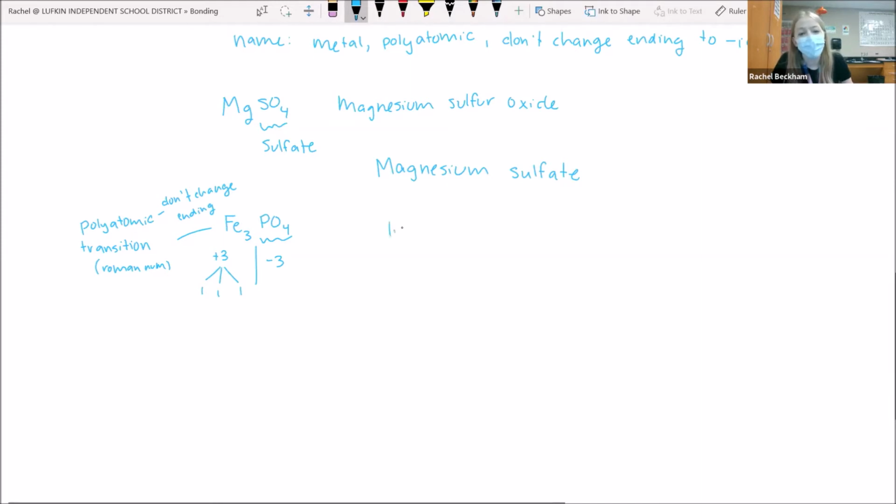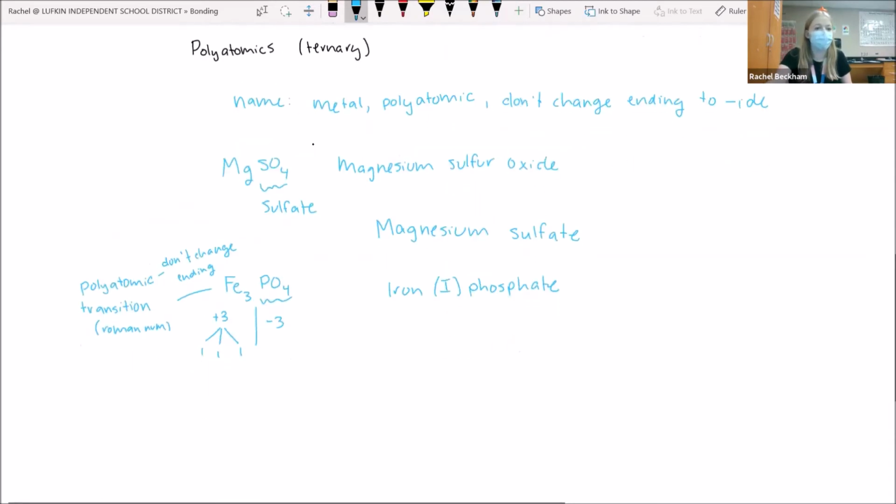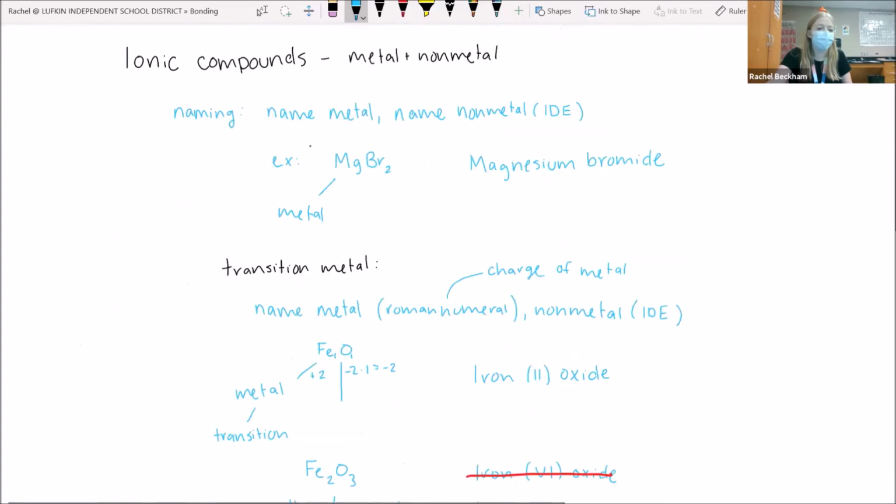So this is going to be iron 1 phosphate. Phosphate doesn't change. We just had to figure out the charge of iron. Okay. And that's how you name polyatomics. So now we know those are the 3 types of ionic, okay?